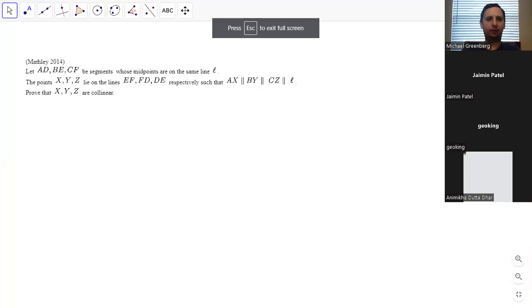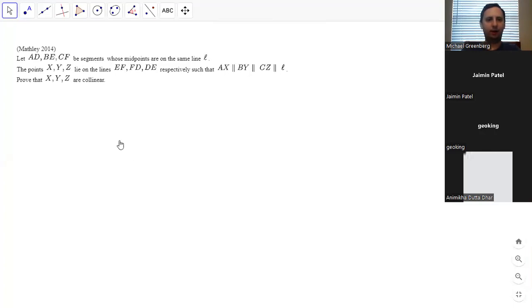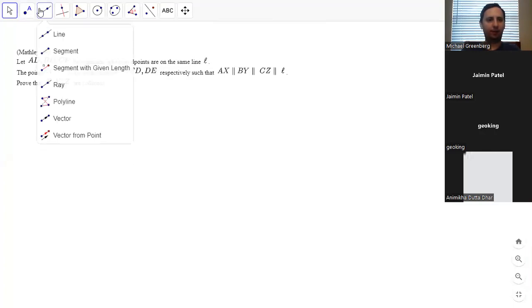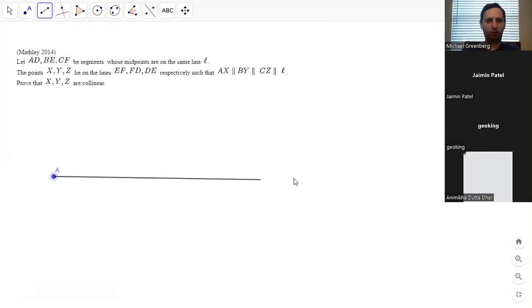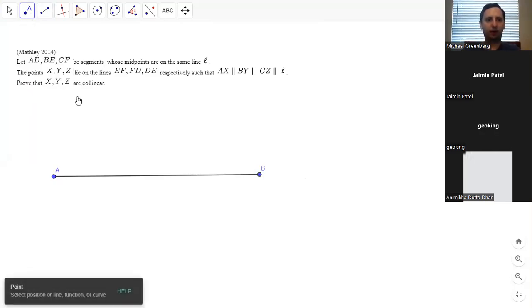All right, so here's the first problem from Mathley. It's kind of interesting. There are no circles in it, and it looks like kind of an easy problem, but let's see. So basically we have AD, BE, and CF, 3 segments whose midpoints are on a line L.